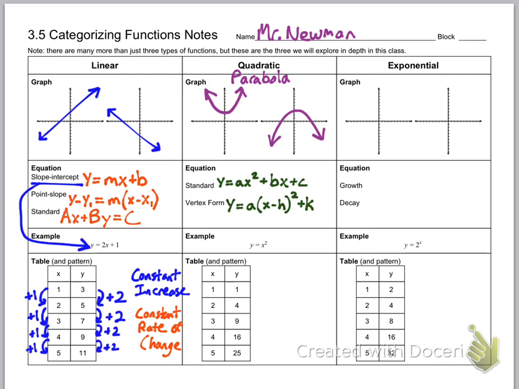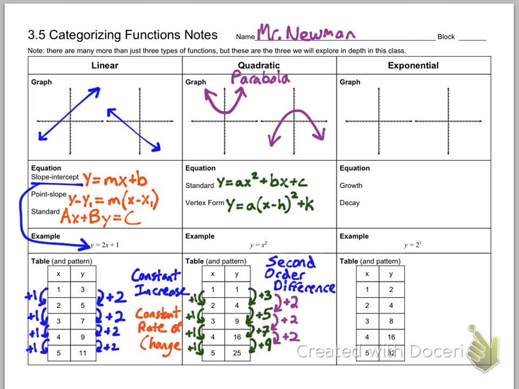For my example, I'm just going to take the very basic y equals x squared, and I want you to notice the pattern. When the x goes up by 1, the y goes up by 3. Then the x goes up by 1 and the y goes up by 5. Up by 1, up by 7, and up by 1, up by 9. Hopefully you notice the pattern here is that the amount it increases goes up by 2 each time. But that stays the same because it's always going up by 2. So we call this a second order difference.